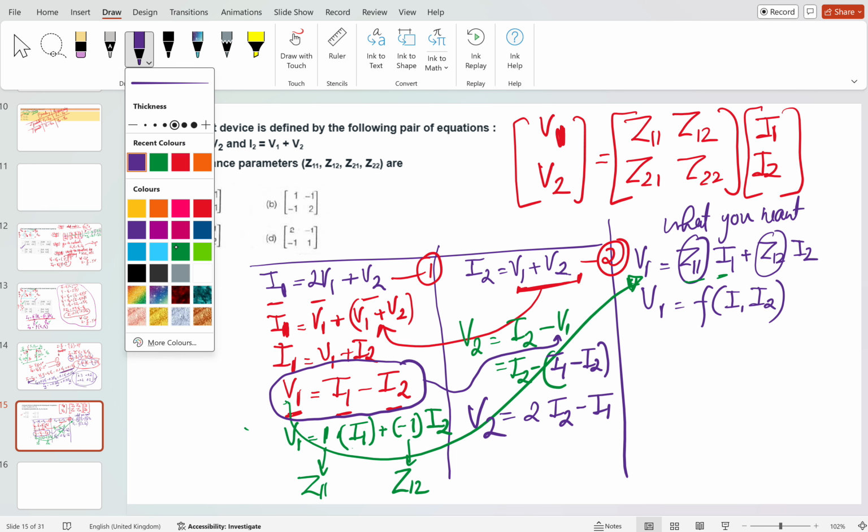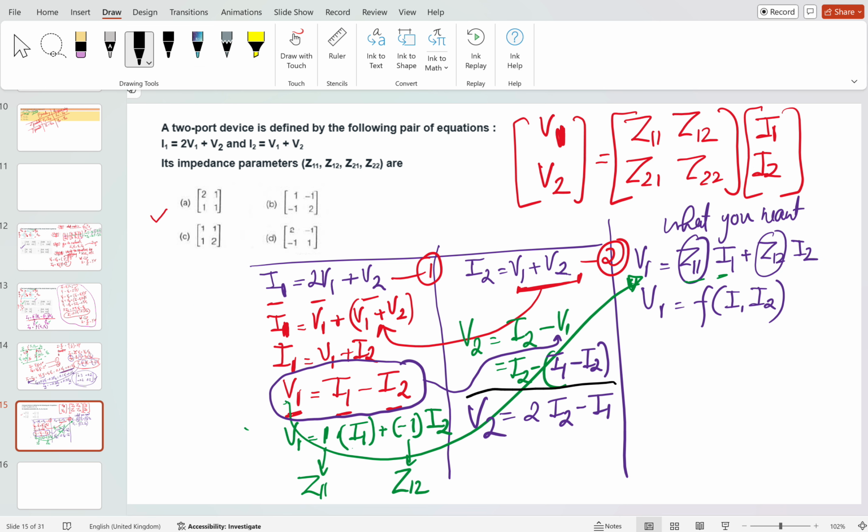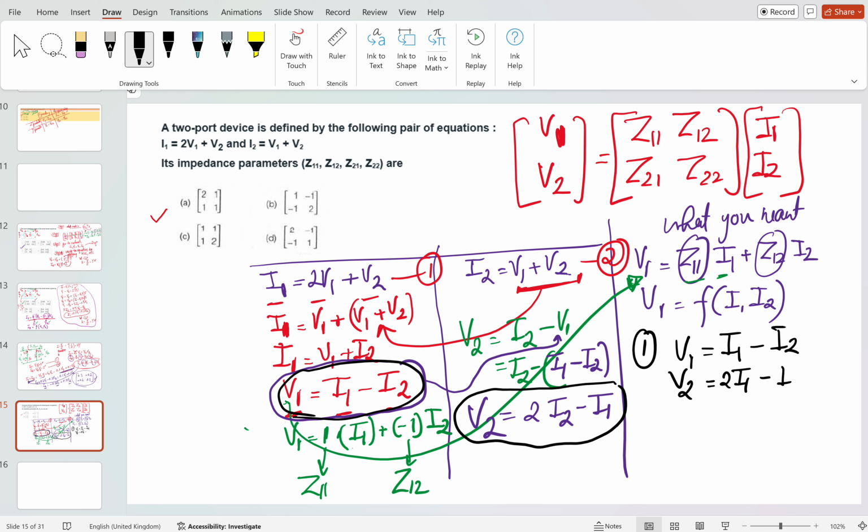Two equations. How two equations? This is equation 1, V1 in terms of I1 and I2. Here, V2 in terms of I1 and I2. So the first equation: V1 is equal to I1 minus I2. Second equation, V2 in terms of I1 and I2, that is 2 times of I1 minus I2.